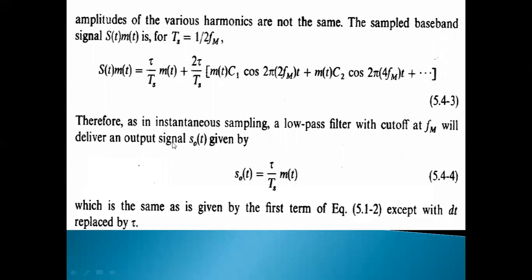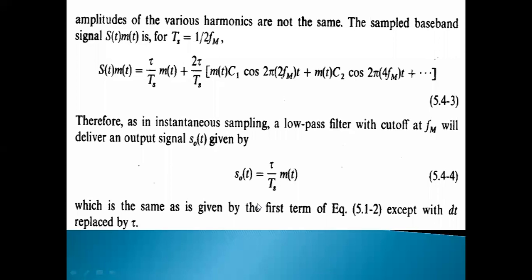So therefore, as in instantaneous sampling, a low pass filter with cutoff frequency fM will deliver the output signal S naught of t, given by S naught of t equals tau by Ts times m of t. That is the output signal of the low pass filter with cutoff frequency fM.